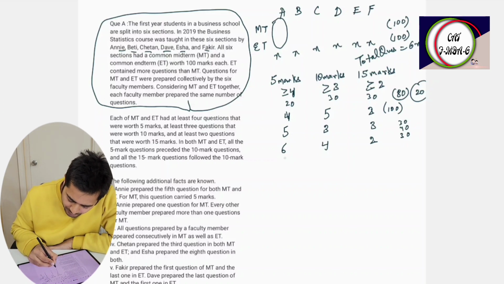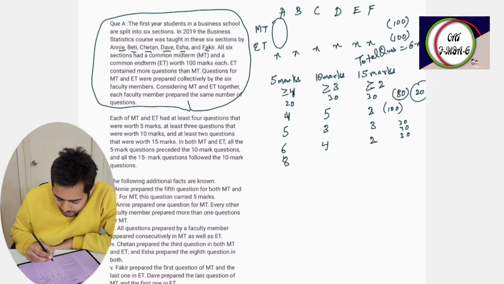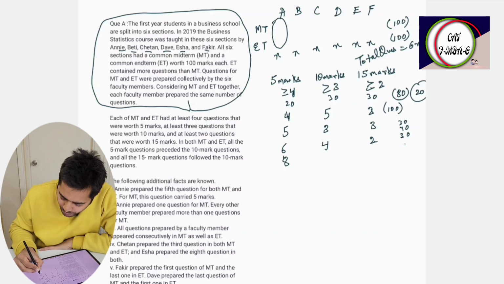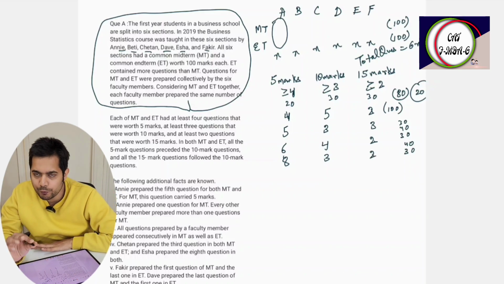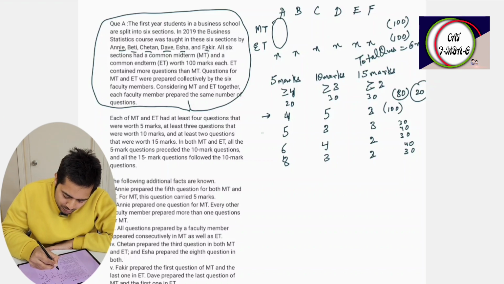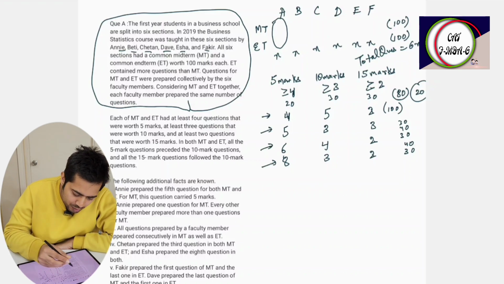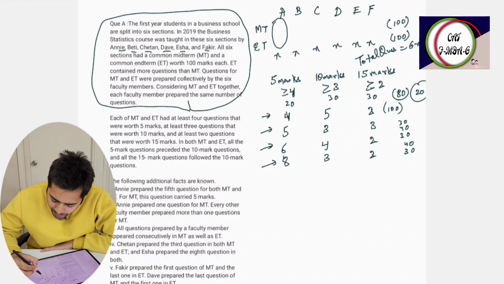Other method is 8 questions of 5 marks. So you will get 8 into 5, 40. 3 questions from here, so 30. And 2 questions from here. These are the different methods, 1, 2, 3 and 4. This way you can accommodate total of 100 marks.